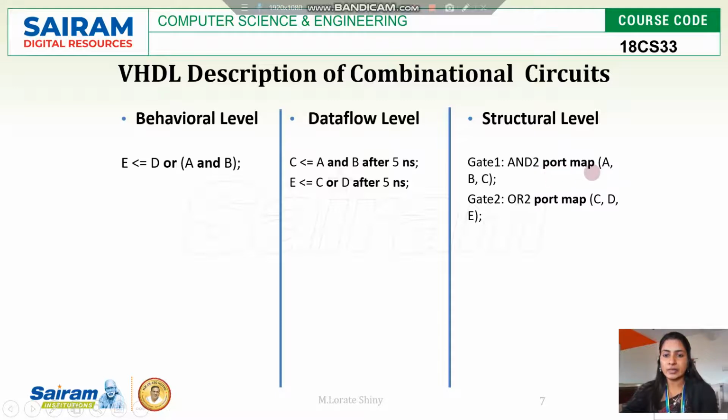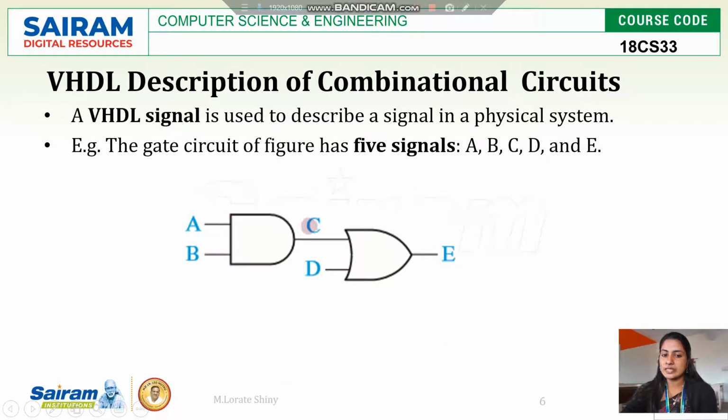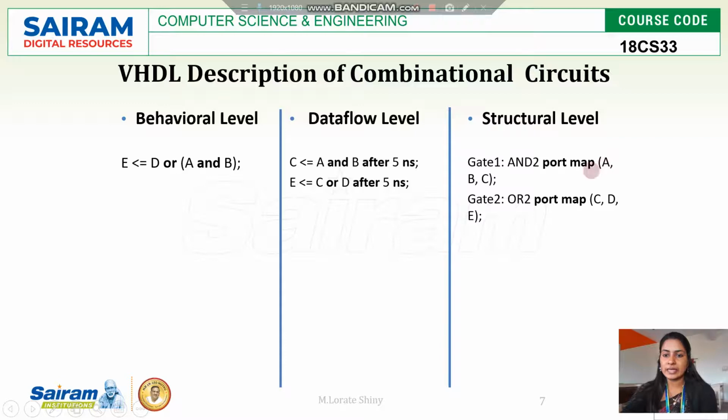Then port map. Port map is the keyword. Where you are using structural level, you have to use this port map. So after specifying the gate name, port map, next brackets. Inside the brackets you have to write the inputs and output of that particular gate. For this AND gate, my inputs are A, B, output is C. So with commas I will write A, B, C. Okay, gate 1 is over.